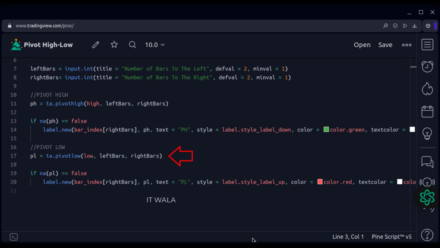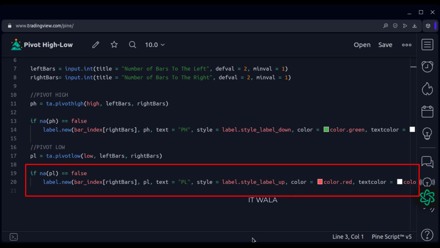Similarly, for the pivot low, we use the built-in pivot low function of this Pine script. The first argument in this function is the low value. The second argument is the number of bars to the left. And the third argument is the number of bars to the right. So once we find our pivot low point, we draw a label on it, like this.